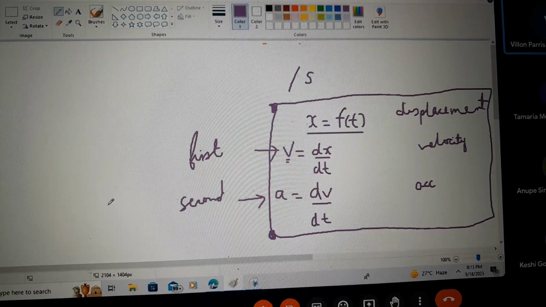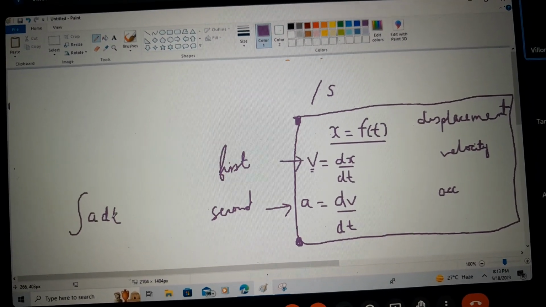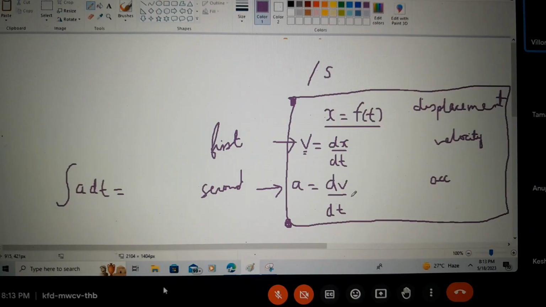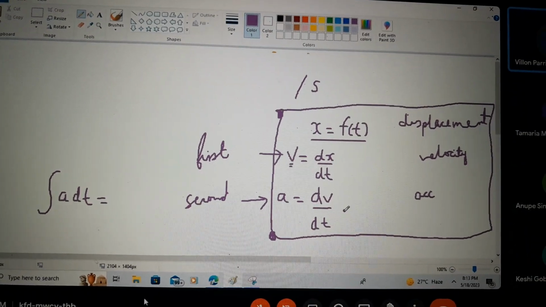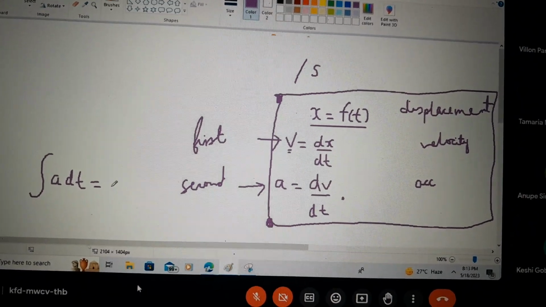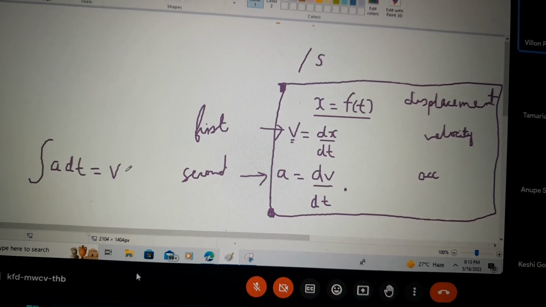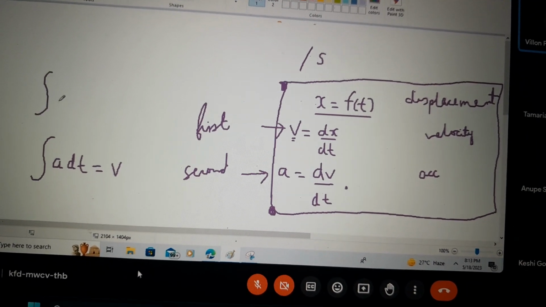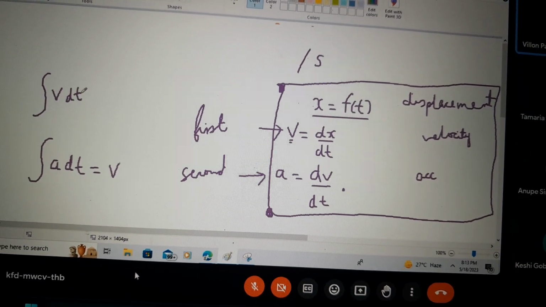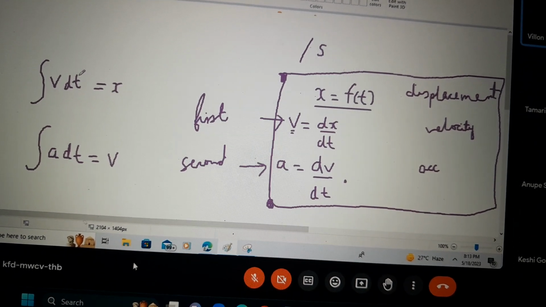So if we integrate acceleration now, with respect to t, what should I get? I start at acceleration and I integrate it, so I'm moving backwards now. What should that give me? Velocity. Wonderful. So the integral of acceleration is velocity. And if I integrate my velocity function, what should I get? Displacement. So this is also important for you.